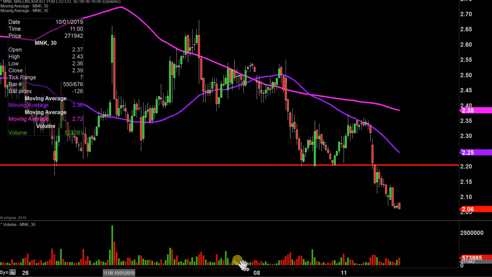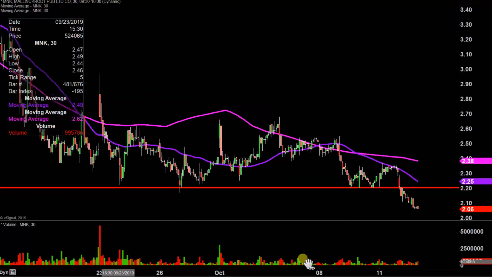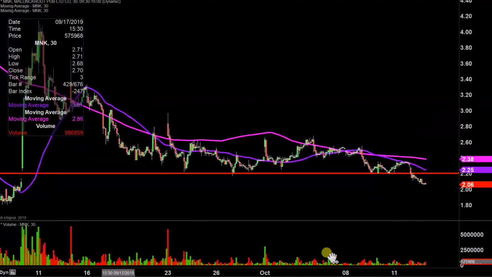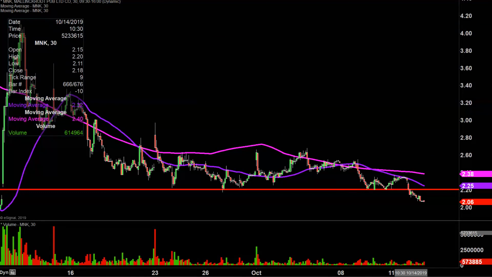Let me offer up some more history here. This 220 mark was a very, very historic level as far as the chart was concerned. You go back through the history and you can see 220 did a great job, acting as support, support, support, over and over, and then today it no longer acted as support.